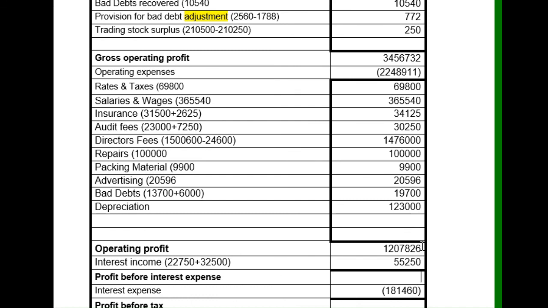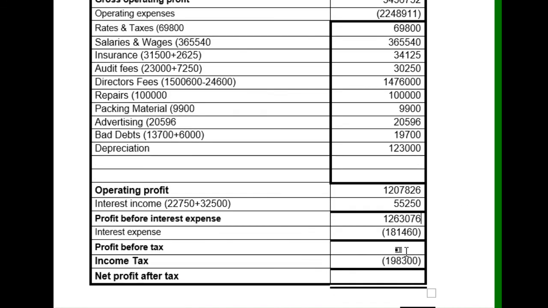The profit before interest expense, it is the two, it's a line, so it's the two totals above. So it's the 1207826 plus the 55250, and that should give me 1263076. Again, I've got a line, so it's the totals above, the 1263076 minus 181460, and that gives me 1081616. Now in grade 11, that is where we will stop, and that would be my net profit for the year.